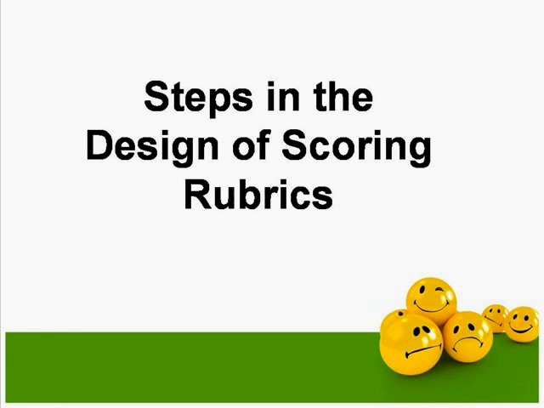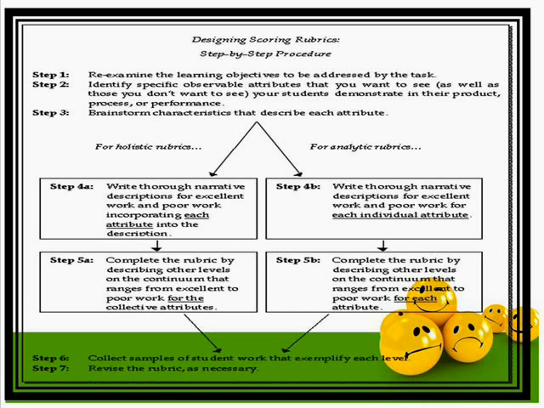Steps in the design of scoring rubrics. Designing scoring rubrics, step-by-step procedure. Step 1. Re-examine the learning objectives to be addressed by the task. Step 2. Identify specific observable attributes that you want to see, as well as those you don't want to see, your students demonstrate in their product, process, or performance. Step 3. Brainstorm characteristics that describe each attribute.